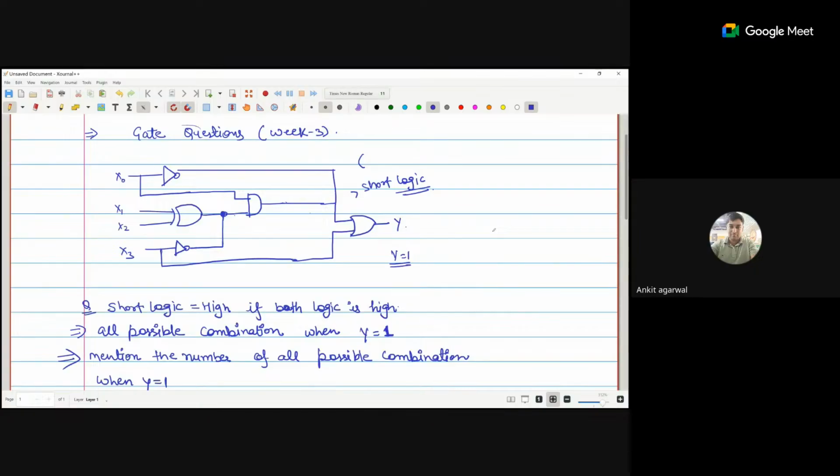That means this one becomes 1 and this one becomes 1, or maybe this one 0 and this one 1, or maybe this one 1 and this one 0. So only in three conditions should this particular y be 1. I just mentioned y1, y2.